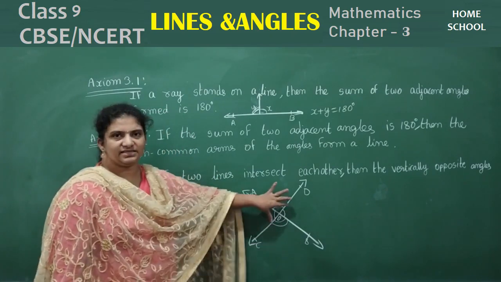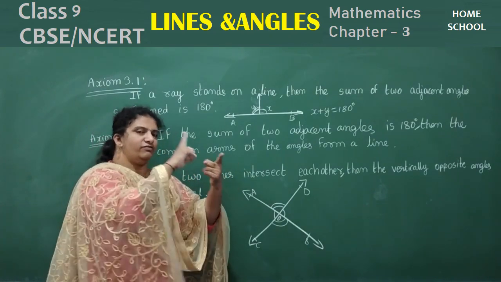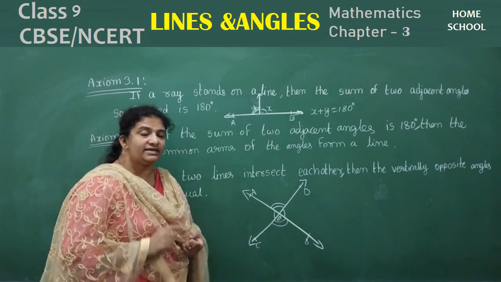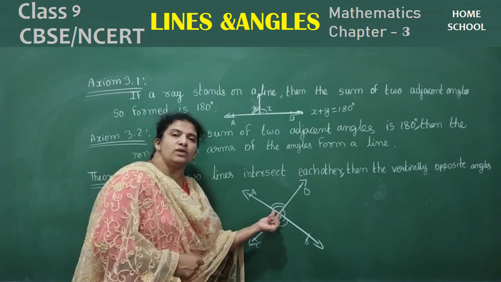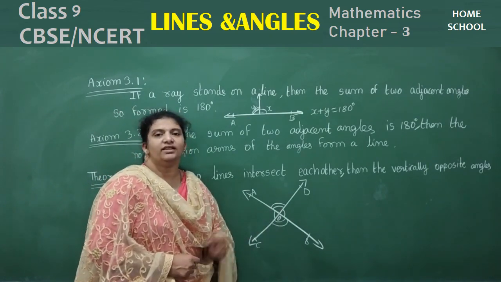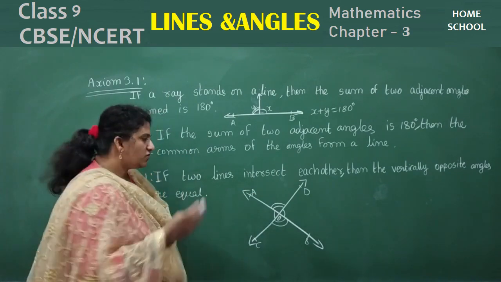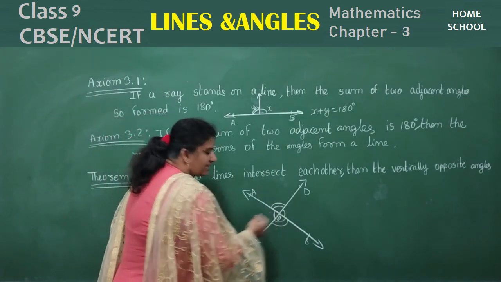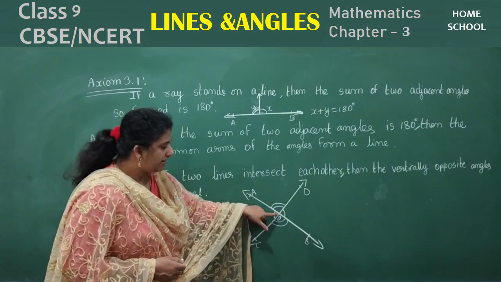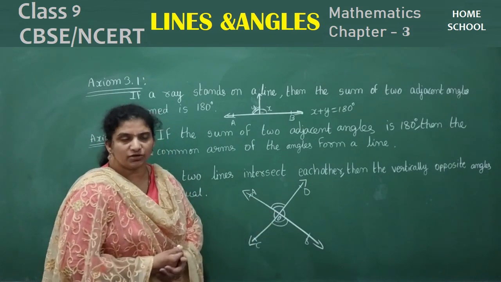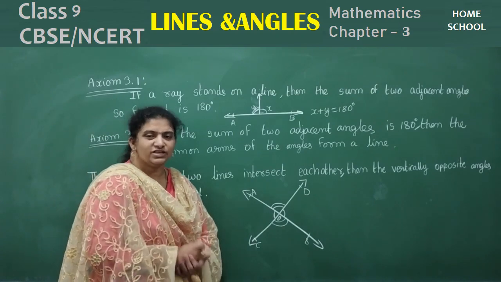If two lines are intersecting, like this is a line, this is a line. If two lines are intersecting, what does it mean? Two lines are meeting at one point. If these two lines are intersecting each other, then the vertically opposite angles are equal. So what is that? This vertically opposite angle. Look here, the common point. This angle is opposite to this and this angle is opposite to this. You need to prove this theorem. How can we prove this theorem? Very easy.